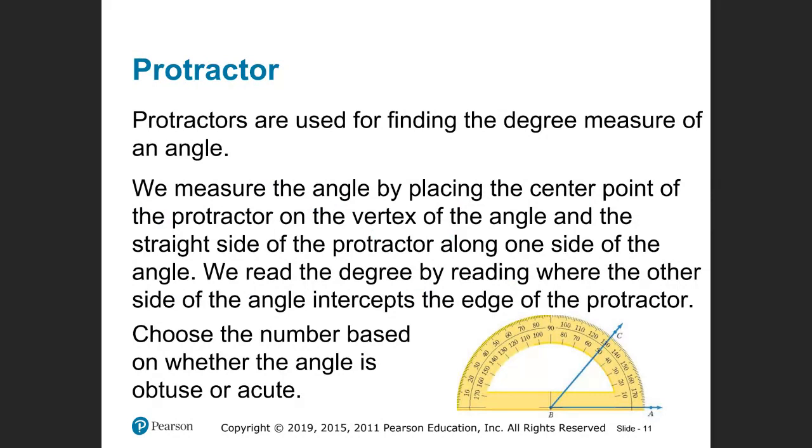Protractors are used for finding the degree measure of an angle. You measure the angle by placing the center point of the protractor on the vertex of the angle and the straight line of the protractor along one side of the angle. You read the degree by reading where the other side of the angle intercepts the edge of the protractor, and you would choose a number based on whether the angle is obtuse or acute. This is an acute angle, less than 90 degrees, so we're going to use the inside measurement for this protractor, which says it's 50 degrees.